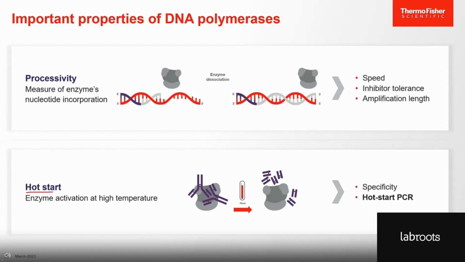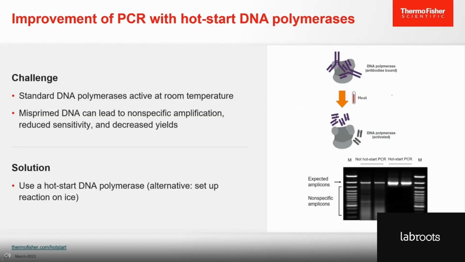Hot start is the activation of enzyme activity at a higher temperature. The enzyme is inhibited at room temperature and becomes activated during the denaturation step of PCR. The hot start mechanism contributes to specificity of PCR results. Hot start and high fidelity are not mutually exclusive, meaning a high-fidelity PCR enzyme can be modified to possess a hot start feature. Hot start PCR enhances specificity and amplification by preventing amplification of non-specific targets from misprimed sequences, which can result in reduced sensitivity and decreased yields of intended targets.